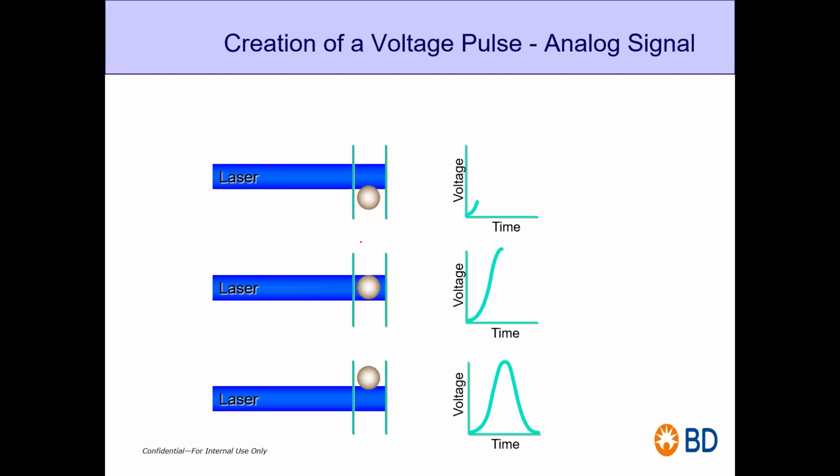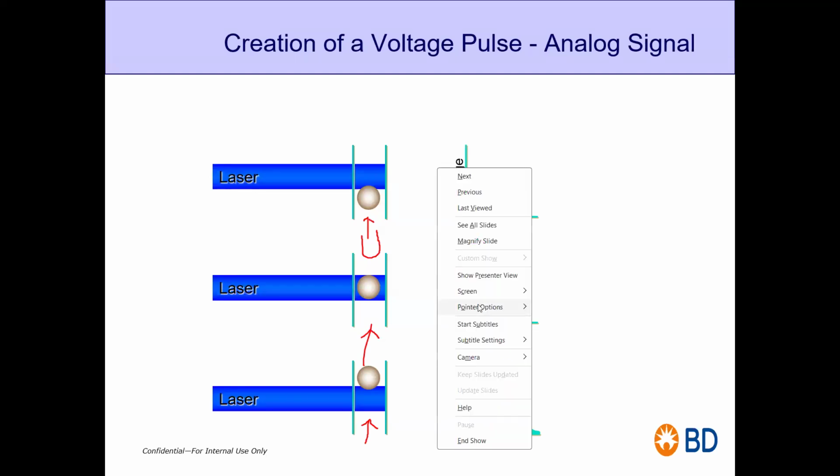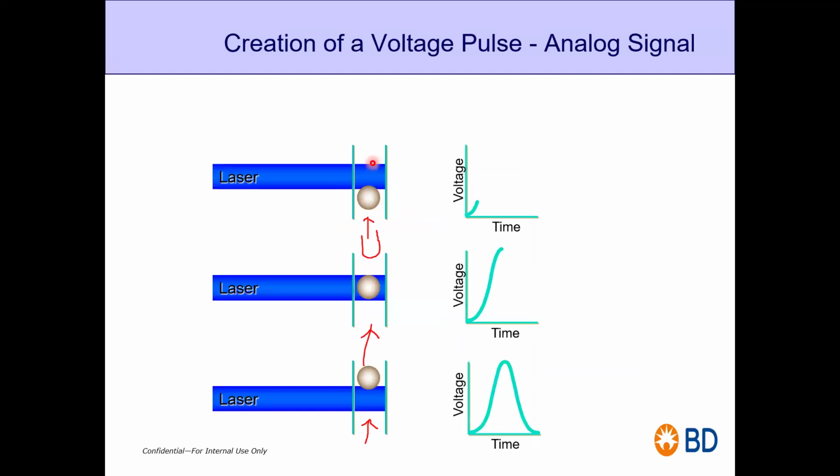If your sample tube is here, and your sample is going up, this is the sample direction. As you can see, this is your sample direction. Now your sample is going up. It will hit the laser first.